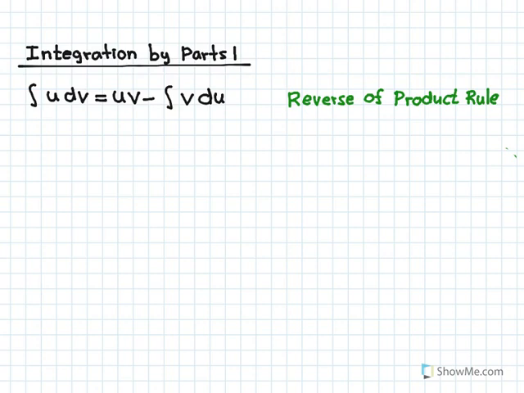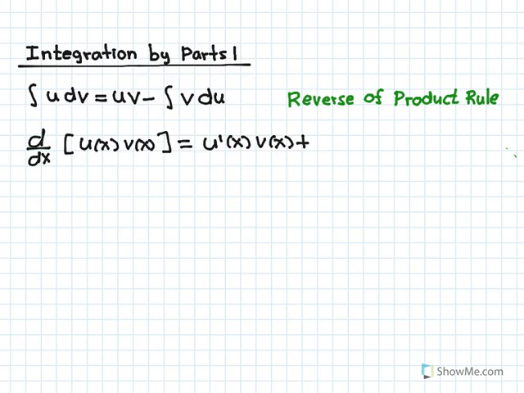So we'll start with the product rule. d/dx of u of x times v of x. Applying the product rule, we get u prime of x times v of x plus, keep u of x the same, and differentiate the second term, v prime of x. Now let's integrate both sides with respect to x.